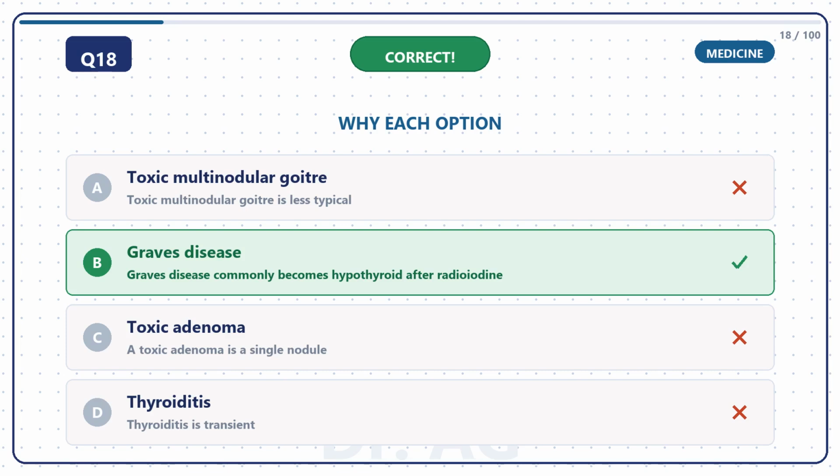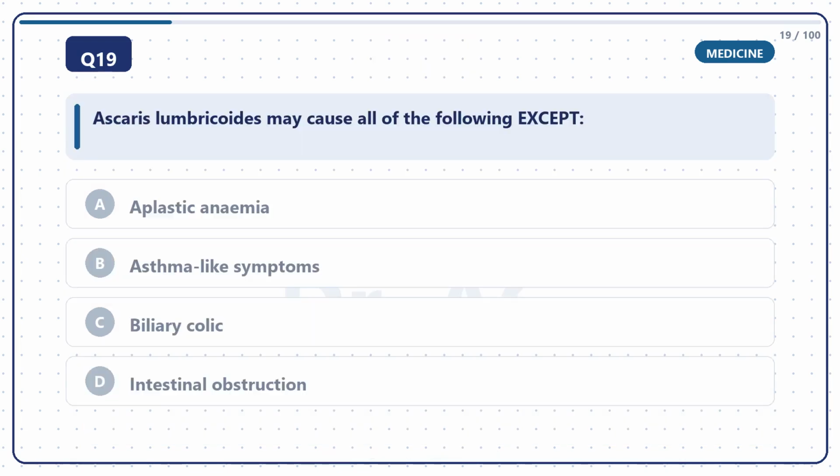Graves' disease. Question 19. Ascaris lumbricoides may cause all of the following except. Option A, aplastic anemia. Option B, asthma-like symptoms. Option C, biliary colic. Option D, intestinal obstruction.